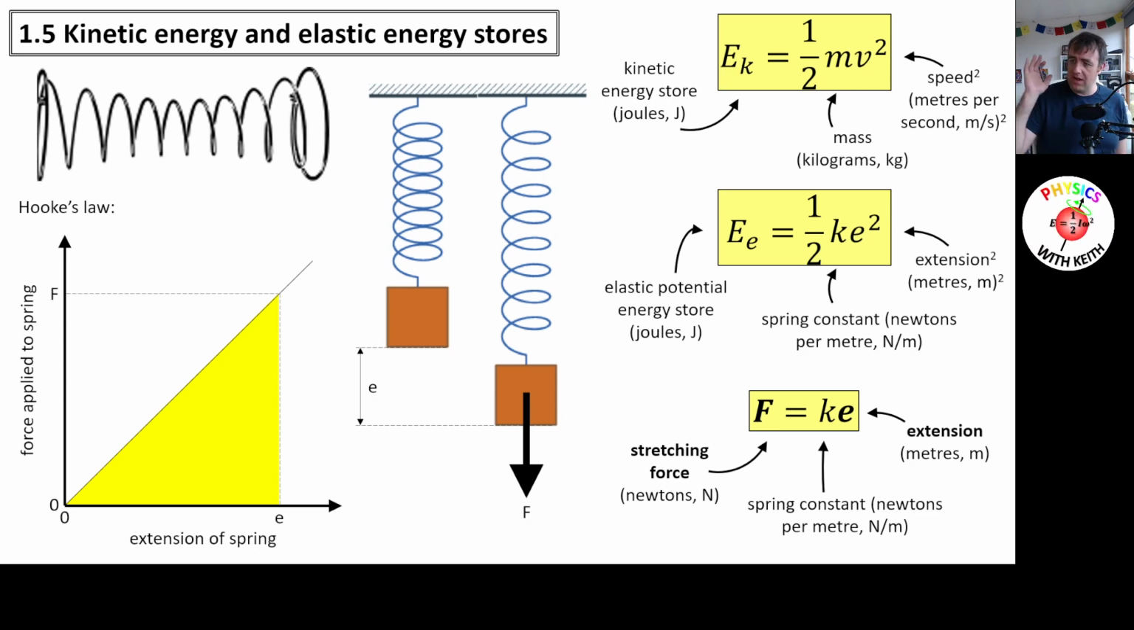Lesson 5. So in Lesson 5, we introduced two new equations. The one at the bottom, hopefully you will have covered this in Key Stage 3 for stretching springs. This is Hooke's law. Hooke's law tells us that the force applied to a spring is directly proportional to the extension of the spring. So if I plot a graph of force applied to a spring versus the extension of the spring, we get a straight line, well, up to a certain point. But let's just look at the straight part for now.